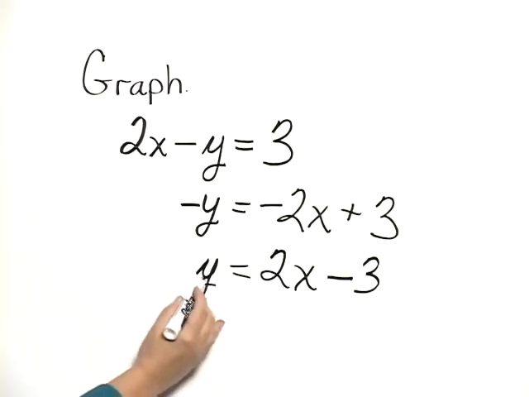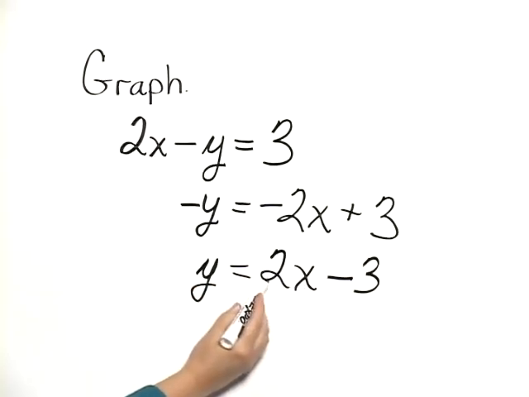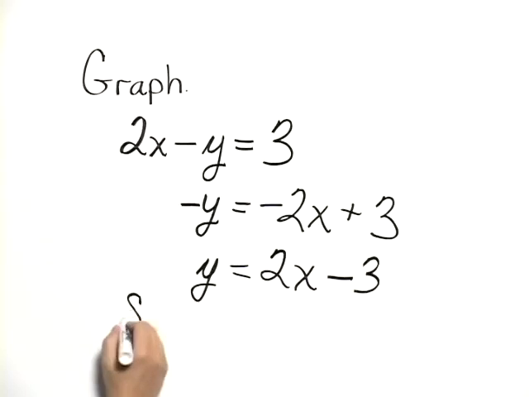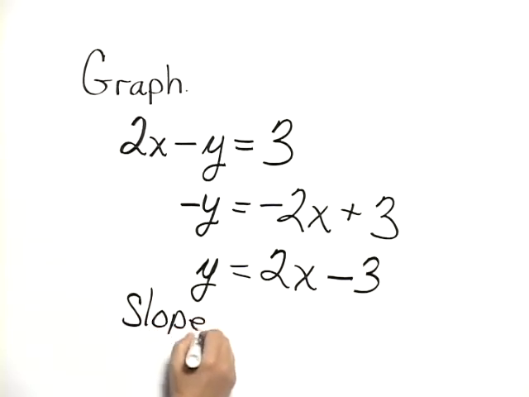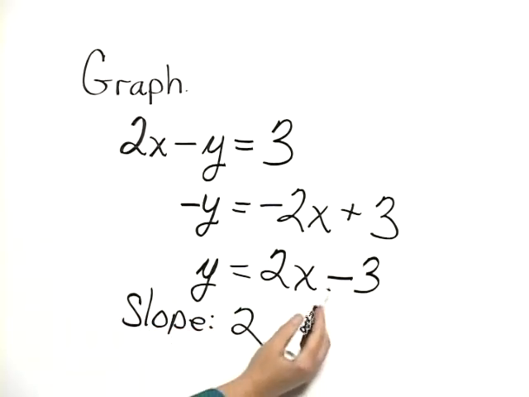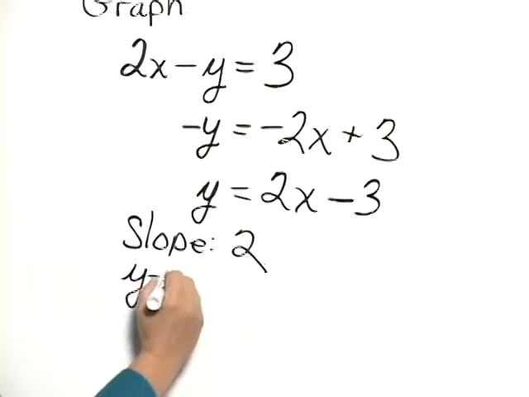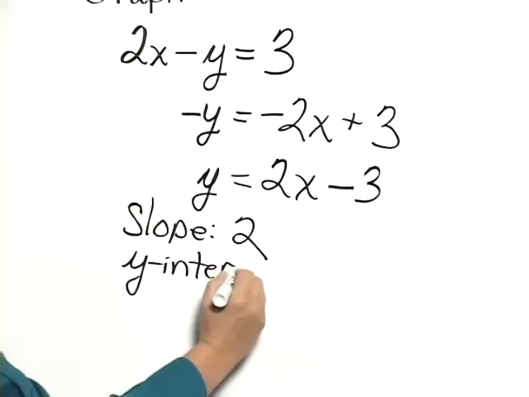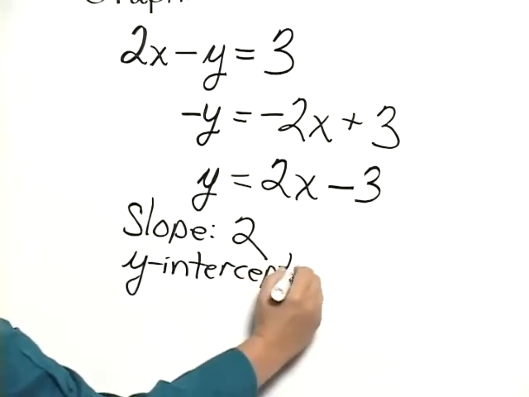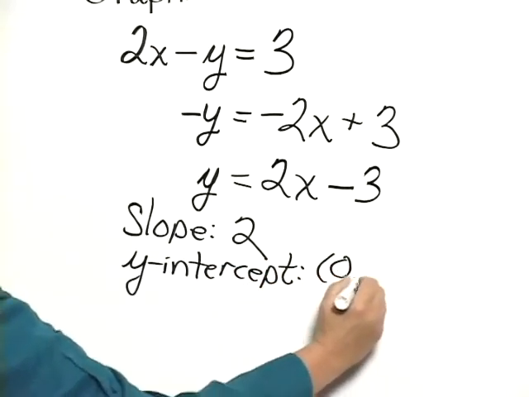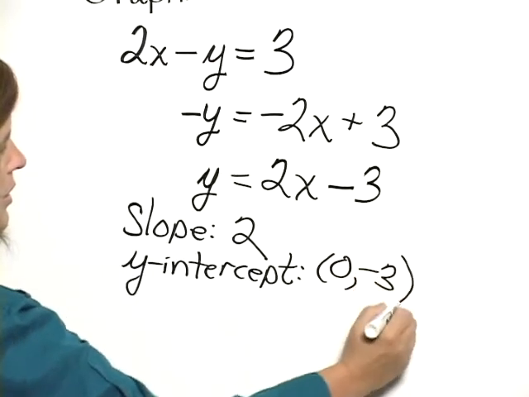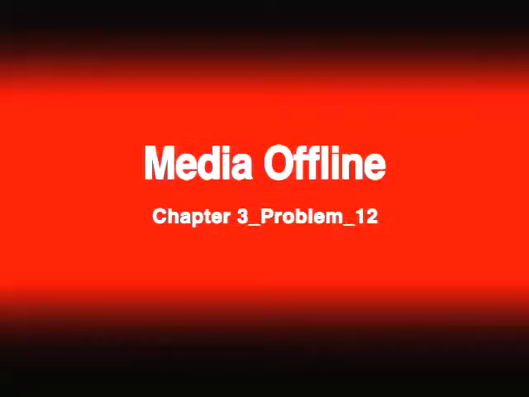Now that we've solved for y, we can read the slope. That's the number multiplied by the x. So the slope is 2. And the y-intercept we get from the negative 3. The y-intercept is the point 0, negative 3. And we can use these two pieces of information to draw the graph.